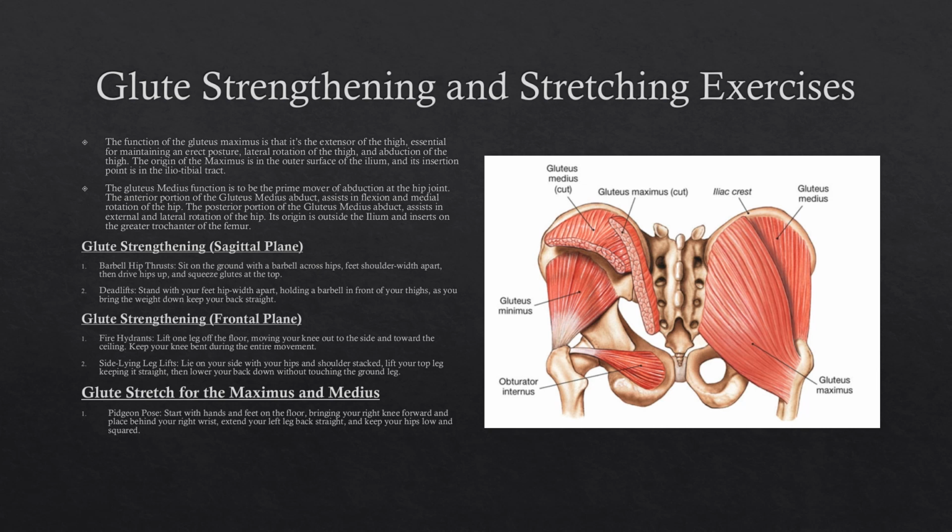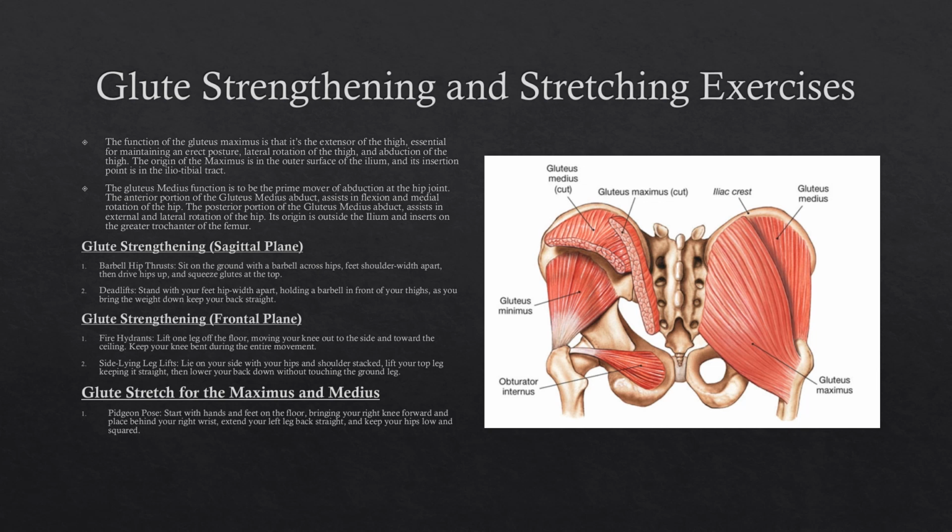The gluteus medius function is to be your prime mover of abduction at the hip joint. The anterior portion of the gluteus medius abducts and assists in the flexion and medial rotation of the hip, and the posterior portion of the medius abducts again and assists in external and lateral rotation of the hip. Its origin is inside the ilium as well, and it inserts at the greater trochanter of the femur.